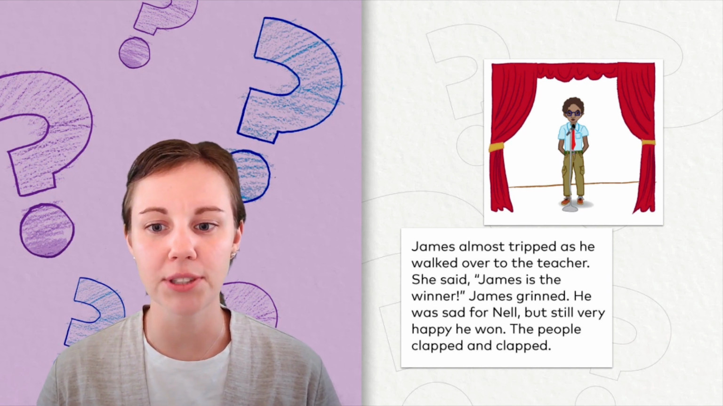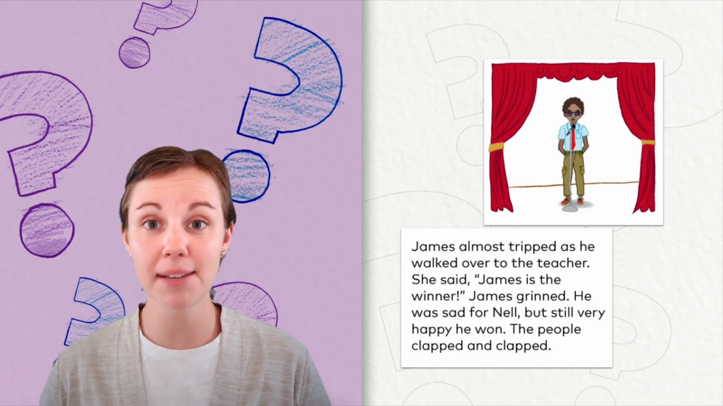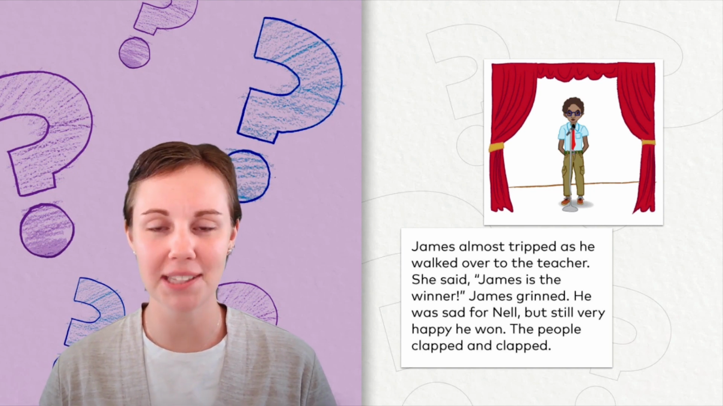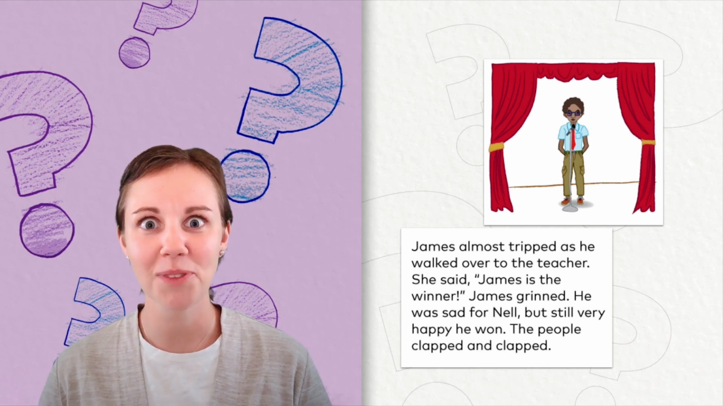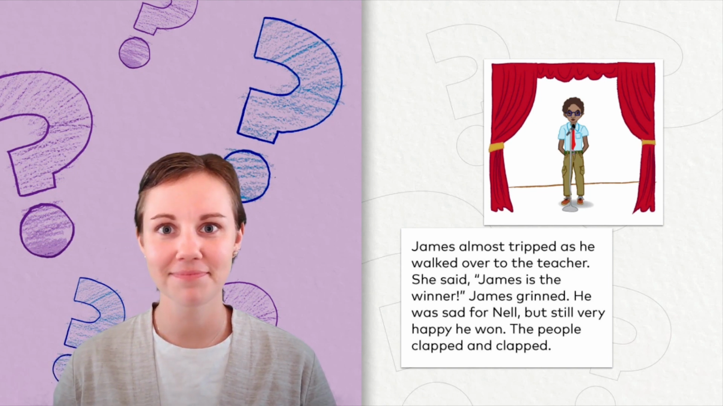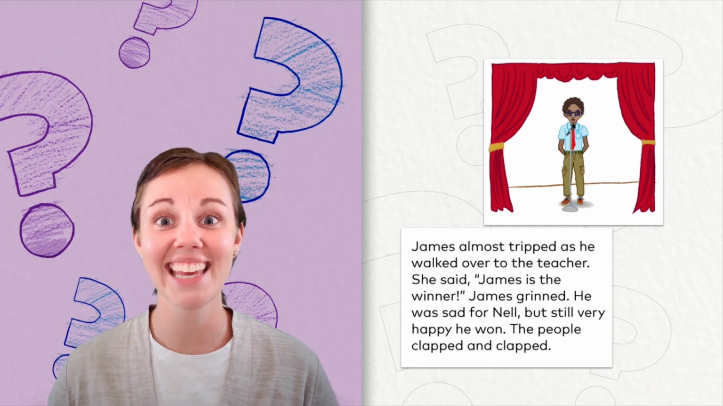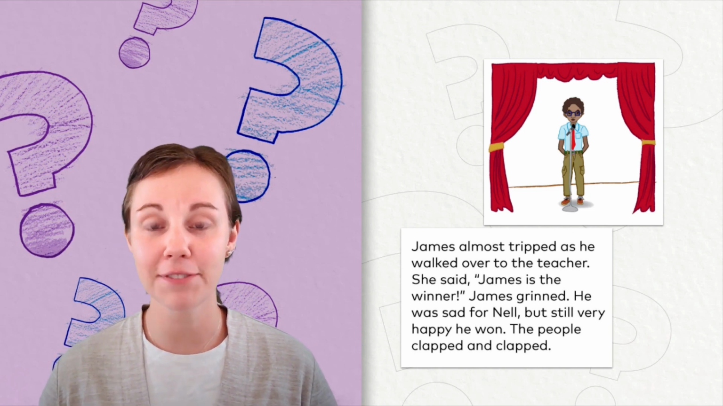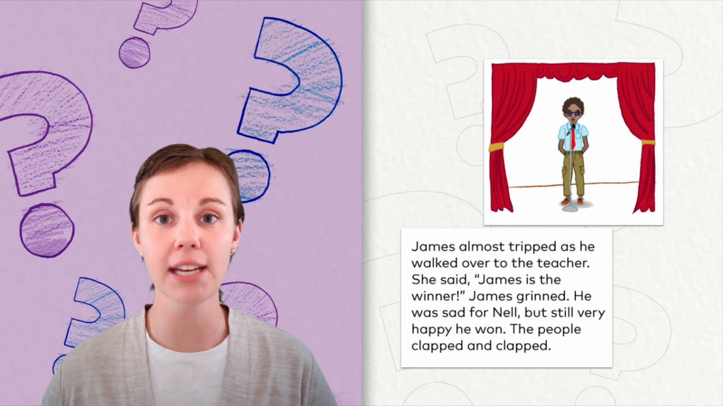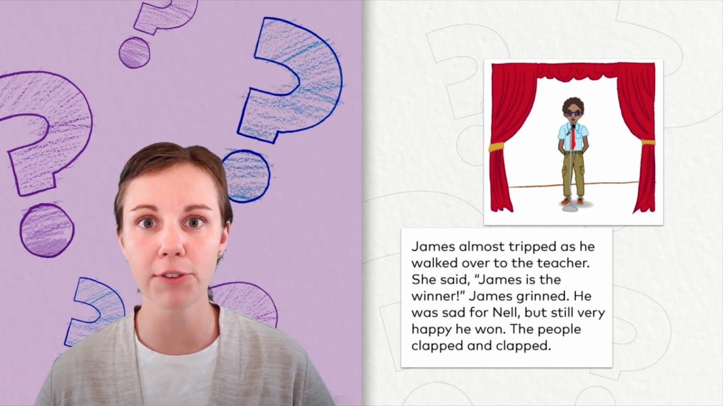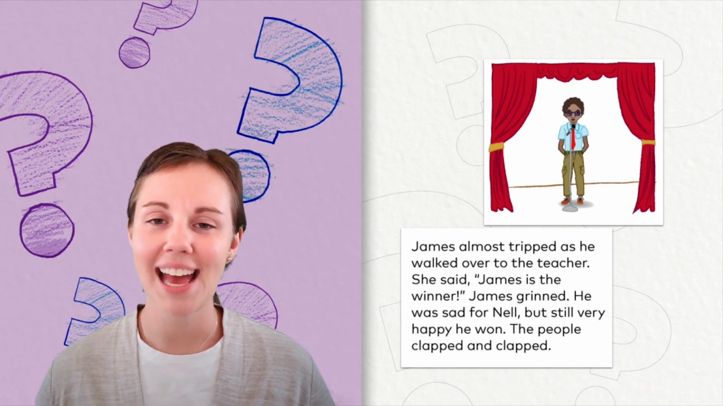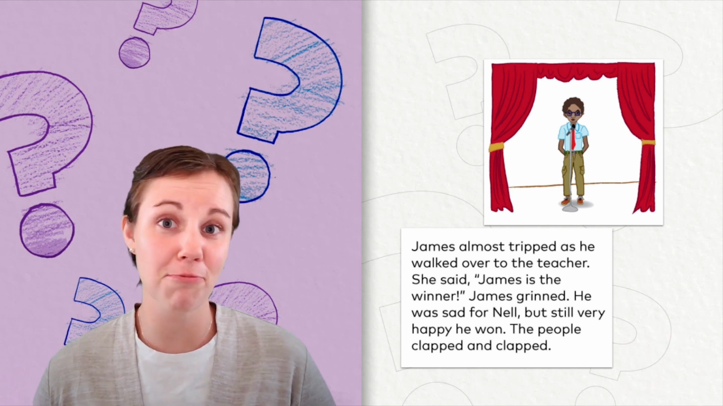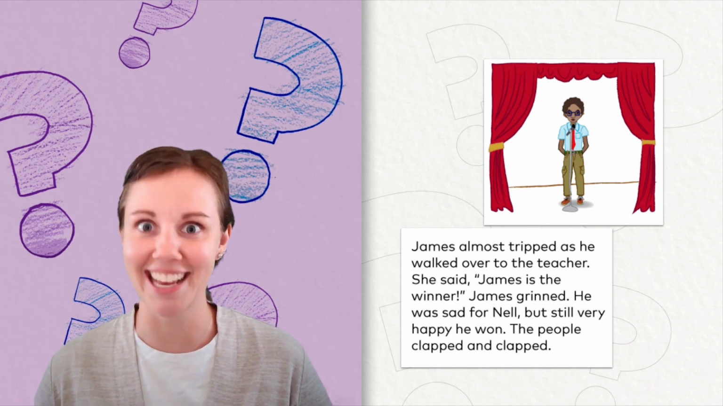How did I know to say the sentence, "James is the winner," with such an excited voice? What clue was there on the page? Yes, it has an exclamation point. Lots of times, punctuation is giving us clues about how to use our voice when reading. An exclamation point is a great clue to sound excited.